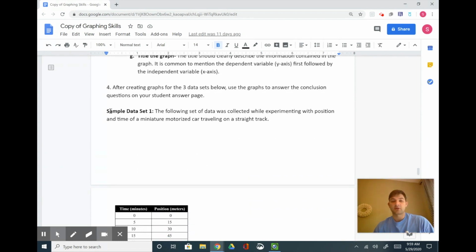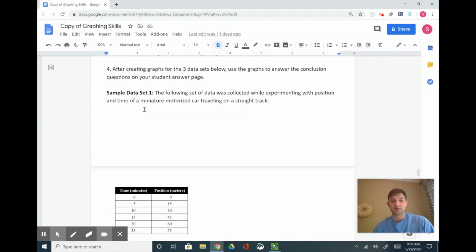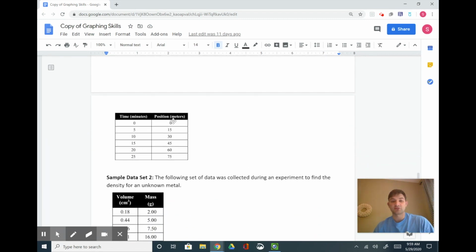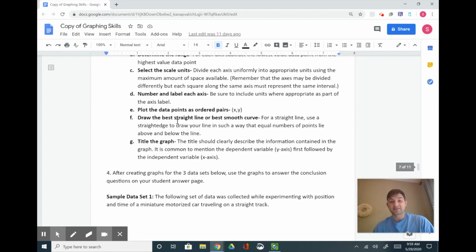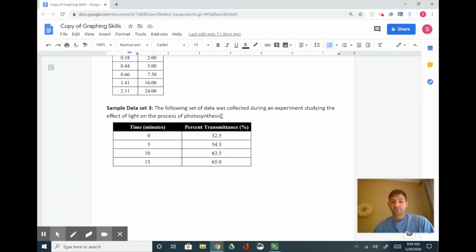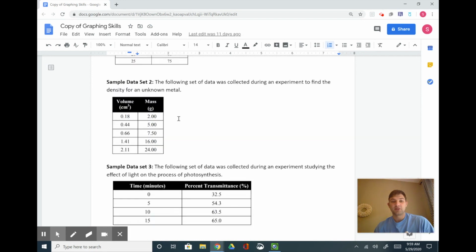With this part of the lab, you actually have to graph 3 separate graphs. Sample data set 1 right here is a time position graph. And this is something that's easy to forget: the title of the graph. It tells you in this description that the dependent variable goes first, the y-axis, and then the independent variable goes second, the x-axis. So, of course, instead of saying time position graph, we all know it's a position time graph. Position's the y-axis. Then a mass volume graph, and then percent transmittance per time. But you have 3 different graphs.